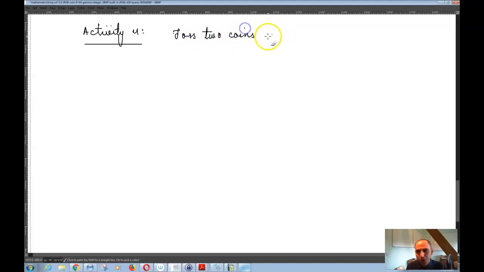So we have, for example, the number of times the two coins are tossed, and then the number of times no heads come up, the number of times one head comes up, the number of times two heads come up. So basically in this activity number four, we toss two coins simultaneously, and we will see what happens.